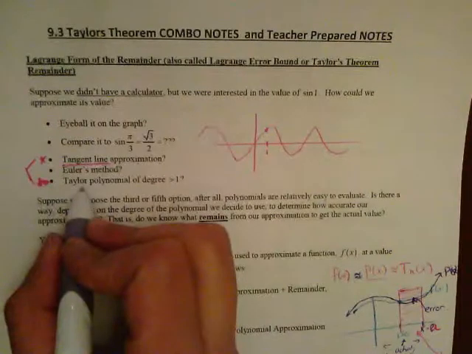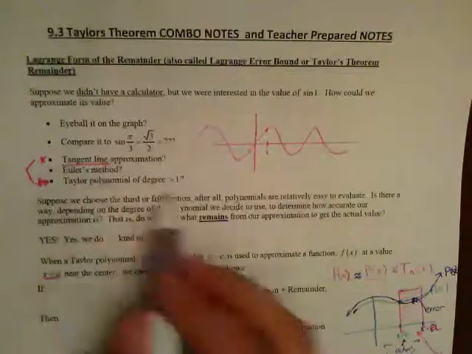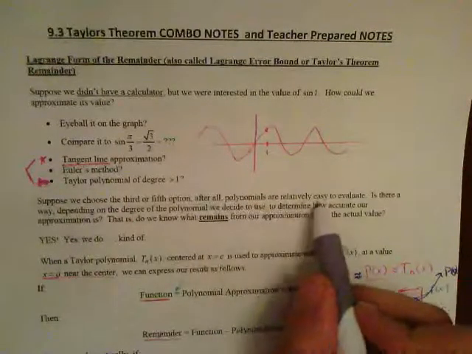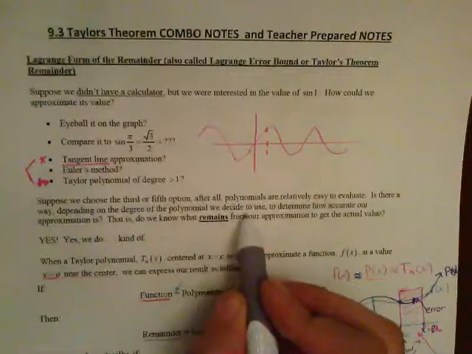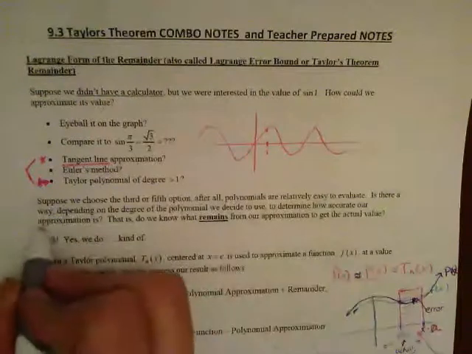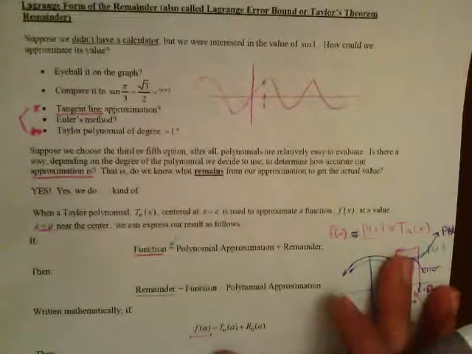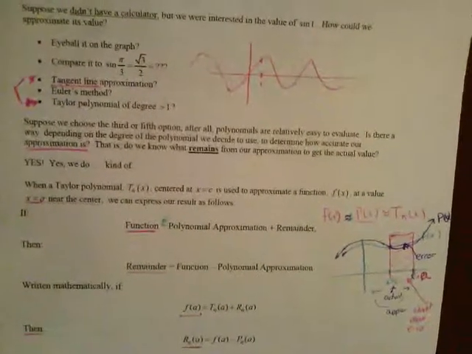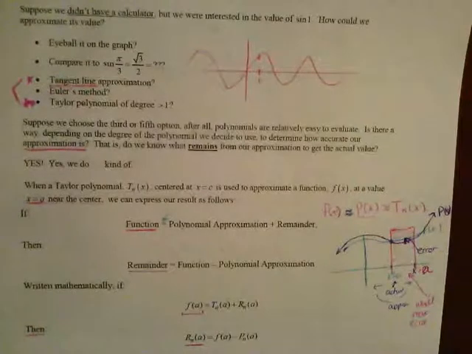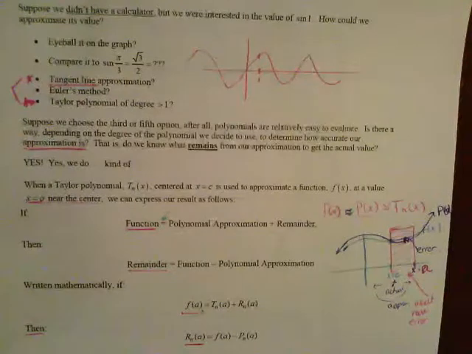So if we did choose the third or fifth option, which are both Taylor polynomials, because they are easy to evaluate, is there a way, depending on the degree of the polynomial we decide to use, to determine how accurate our approximation is? So how far off? That is, do we know what remains from our approximation to get an actual value? And that's the idea. We're going to be approximating, but we want to figure out how far off our approximation was. What is our error bound?